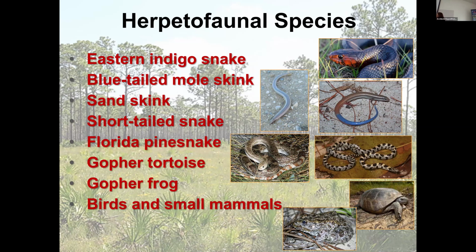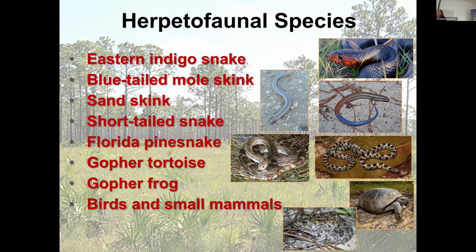The species that I'm working on are the ones listed here. We have eastern indigo snakes, sand skinks, and blue-tailed mole skinks. Those are the federally threatened species. And then the state threatened species that we're also working on are Florida pine snakes, short-tailed snakes, gopher tortoises, and gopher frogs. That's the part that I'm responsible for, but we're also studying 2 species of threatened mammals, and then several species of threatened or endangered birds.